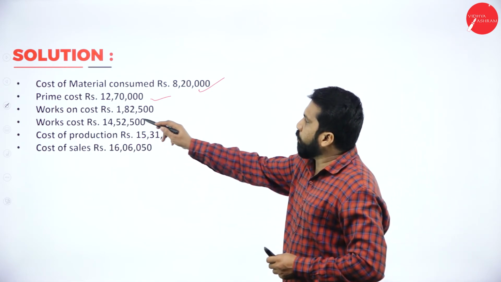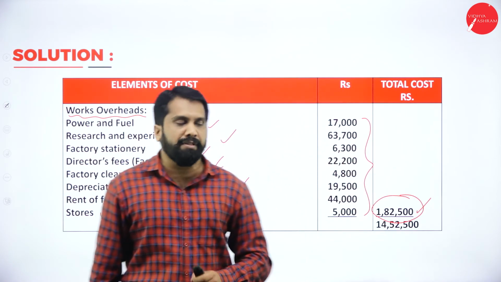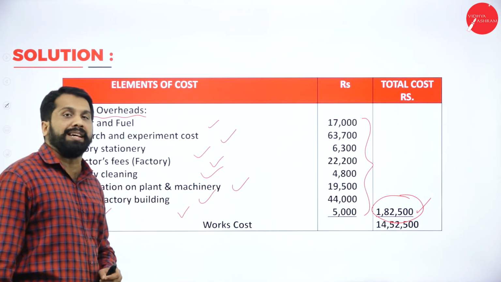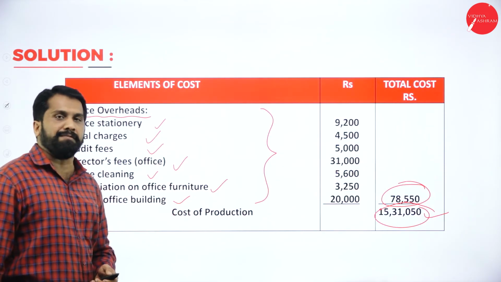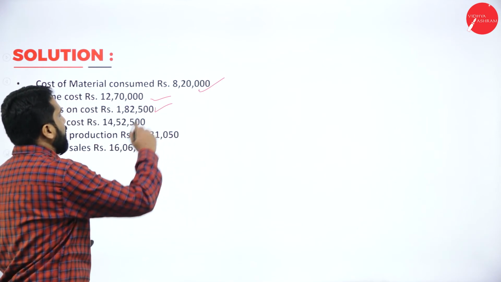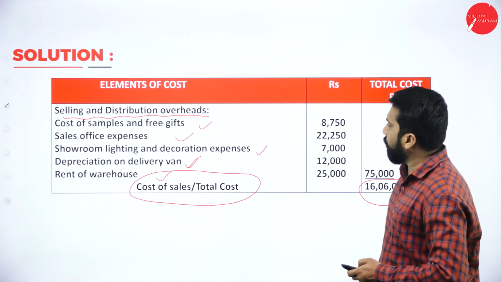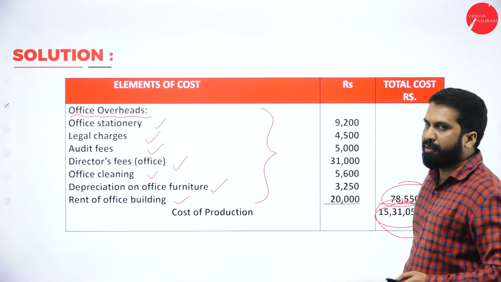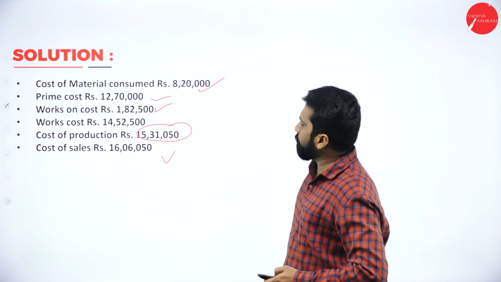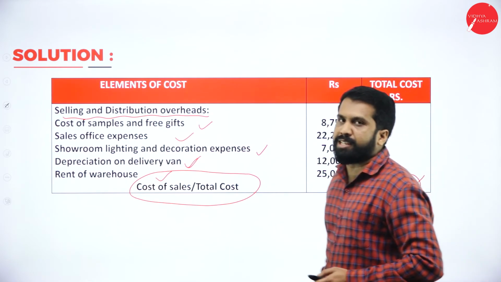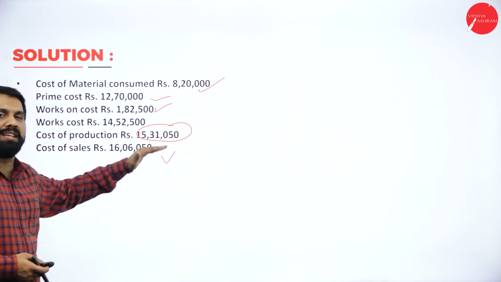Again, I'll go back. Work cost. Your work cost is 1,82,500. How much is your work cost? 1,82,500. Then cost of production 78,550. See, 1,82,550. Now you added your total office cost. You got 15,31,050. So final cost of sales 16,06,050. So it is nothing but summary of your complete answer.